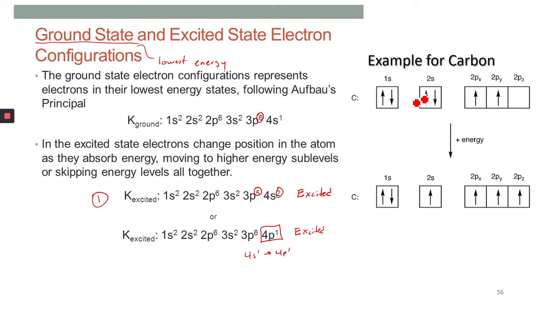How does this happen? Well, let's look at this example for carbon. Here is our ground state, and this is our orbital diagram. I add energy, which causes one of my electrons to jump. In this case, this electron jumps up to here. So this is the excited state. It won't stay there very long. It will fall back down to where it belongs, and then it'll release a photon.